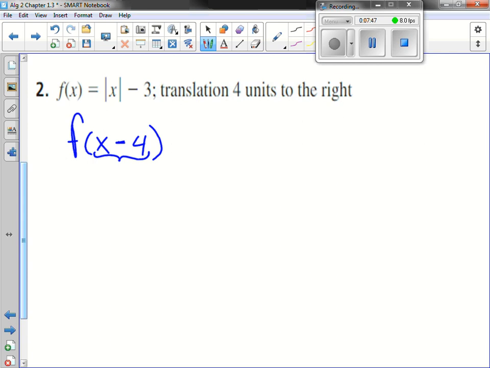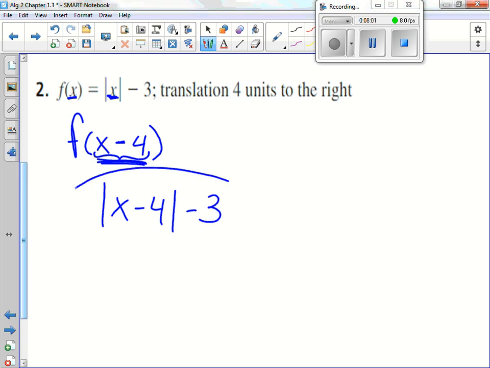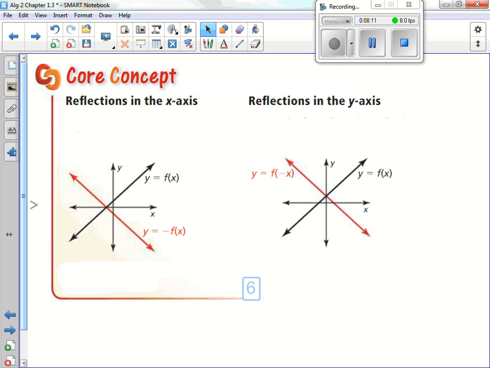Now all we need to find is the function. So inside we don't have x anymore. We have x minus 4. So we're going to replace this x with x minus 4. And when we do that, we have the absolute value of x minus 4, minus 3. And that's it. That's all we have to do to translate this 4 units to the right. And so that's it with moving it up, down, left, and right. That's all we have to do to rewrite these using our transformations of horizontal and vertical shifts.